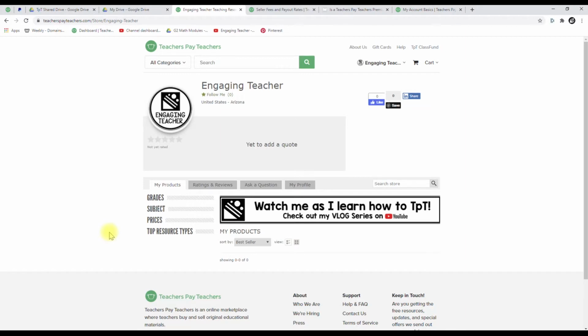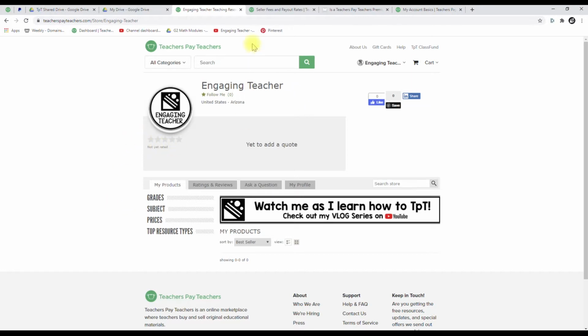Okay. So when you sign up for TpT, you can sign up as somebody who's just going to be a buyer, and that's totally free. You can also sign up as a seller, and you've got a couple of choices. You can have a free seller account, or you can have a paid seller account. And the free seller account will take a higher commission off of your sales, and they charge some fees, whereas the paid seller account will pay you more for each product.